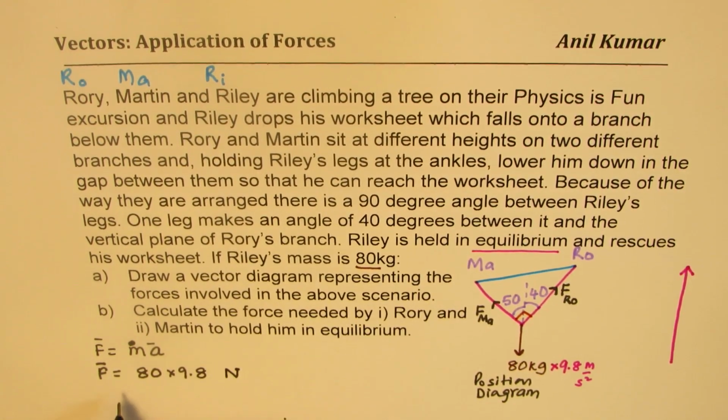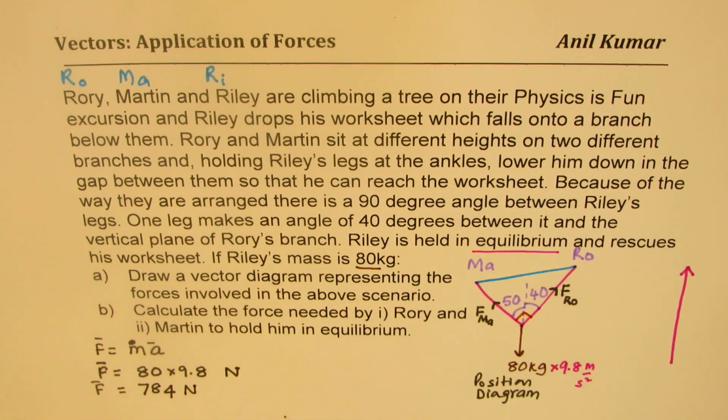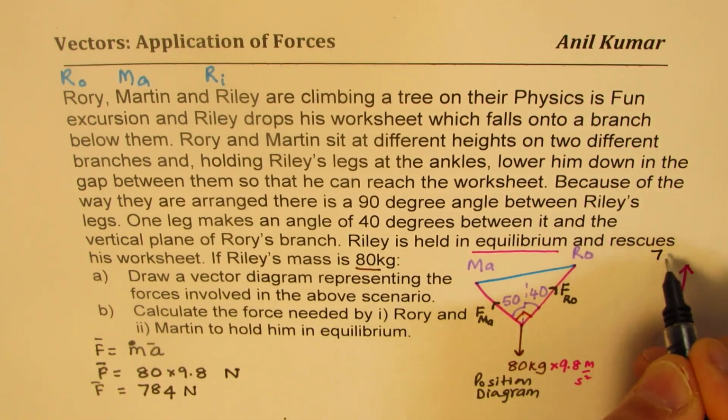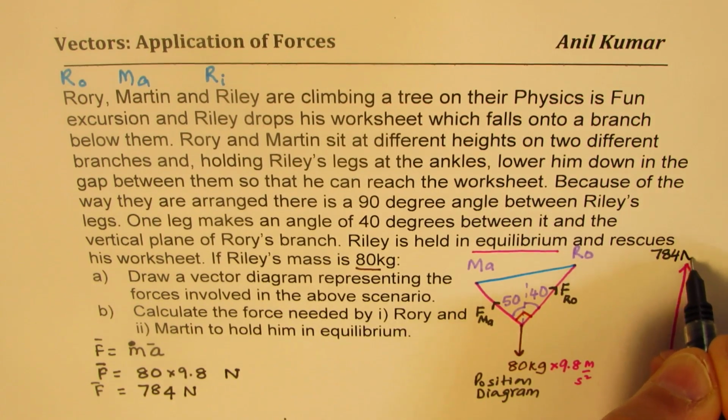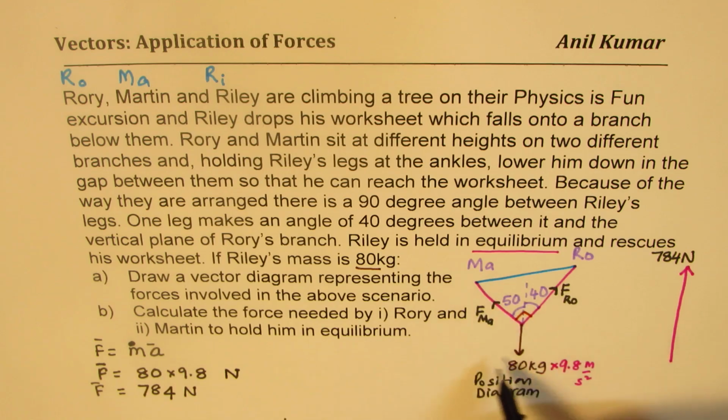So that becomes 80 times 9.8, which is 8 times 8, 64, 6, 72, and 6 is 78, 784 newtons. So this is your 784 Newton force acting upwards that keeps this system at equilibrium. So it's called the equilibrant force, right?